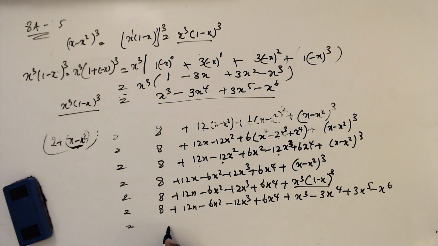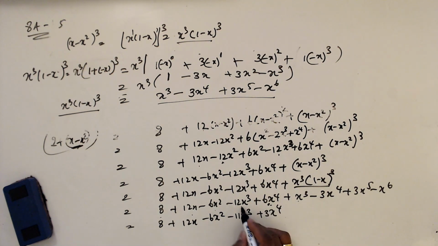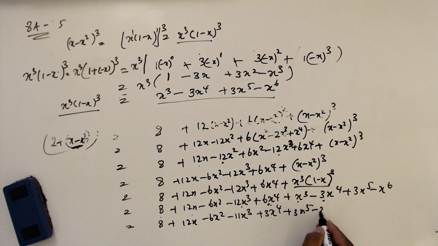Now this is going to be constant, only one constant, 8. Any x? I can't see any x, 12x. Any x squares? I can see minus 6x square. Any x cubes? I can see this one, minus 11x cube. Any x4s? This is plus 3x4, that is also done. Any x5s? 3x5, minus 6x. So this is the final answer.